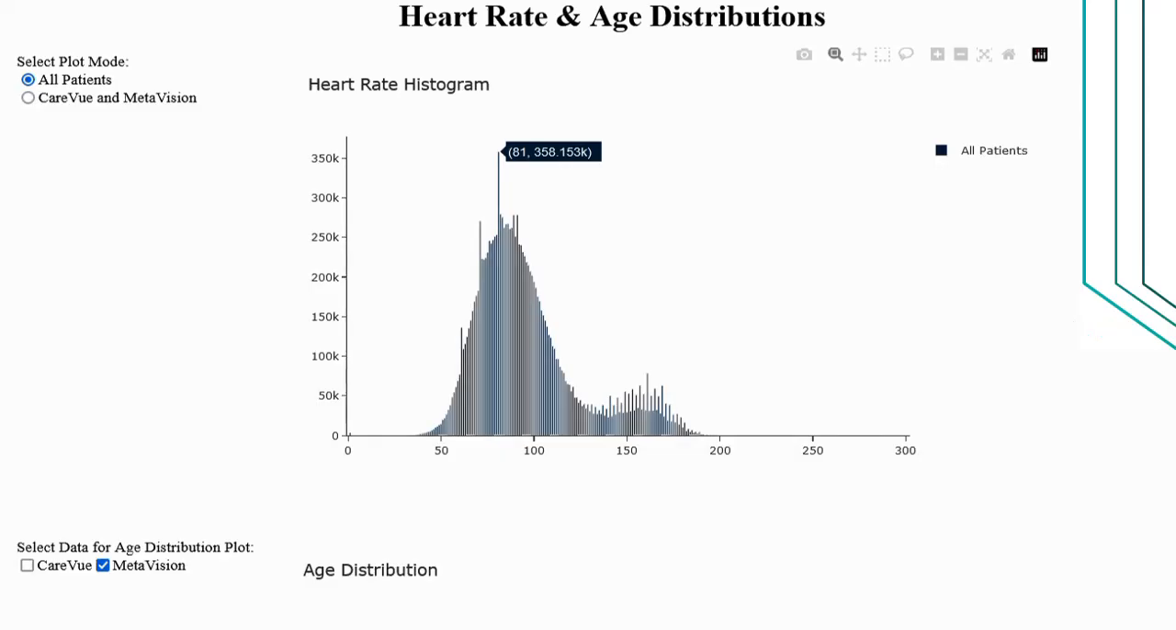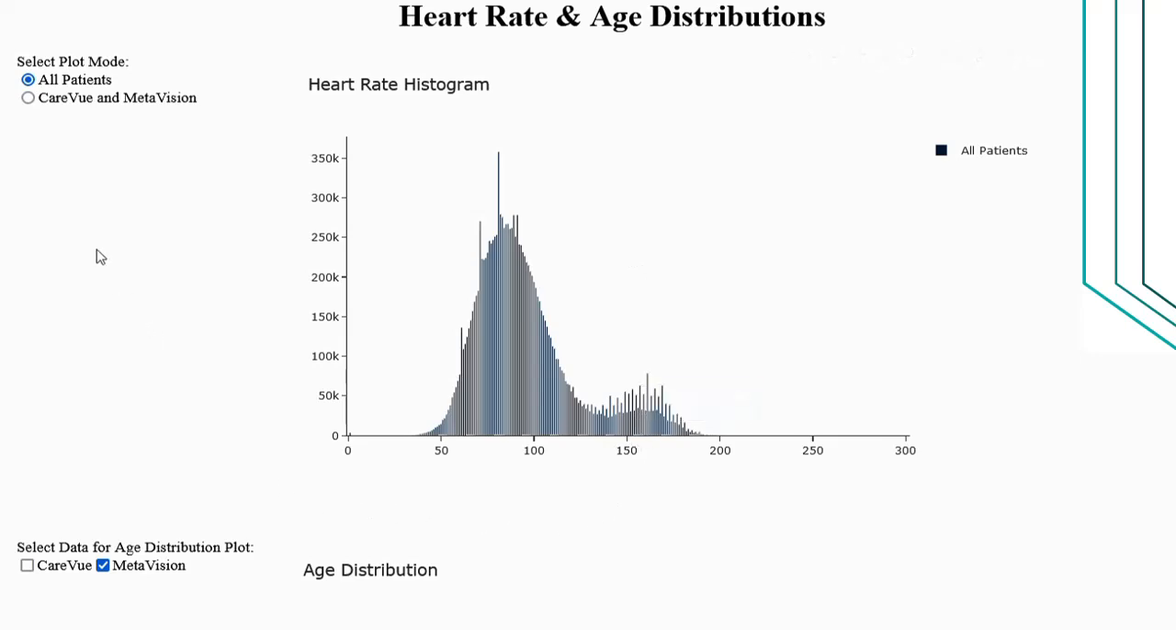In this histogram, I've plotted the number of heart rate measurements taken from ICU patients. Those with a medical background might notice something unusual. While a peak between 60 and 80 bpm is expected, the smaller peak around 150 to 160 bpm seems odd.